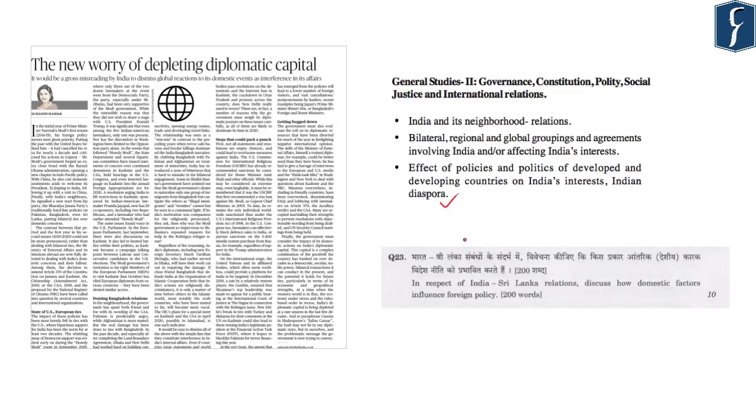It is also pertinent to note here that in the 2013 Mains examination, GS Paper 2, a question was asked with respect to India-Sri Lanka relations: discuss how domestic factors influence foreign policy. So a question along similar lines has been asked in the past. So let's now discuss the key points highlighted by the author in this article.